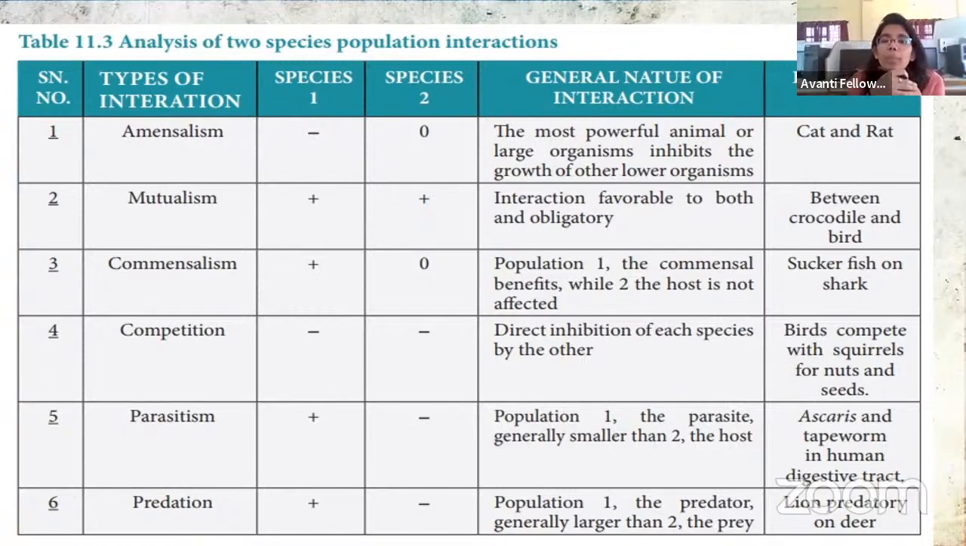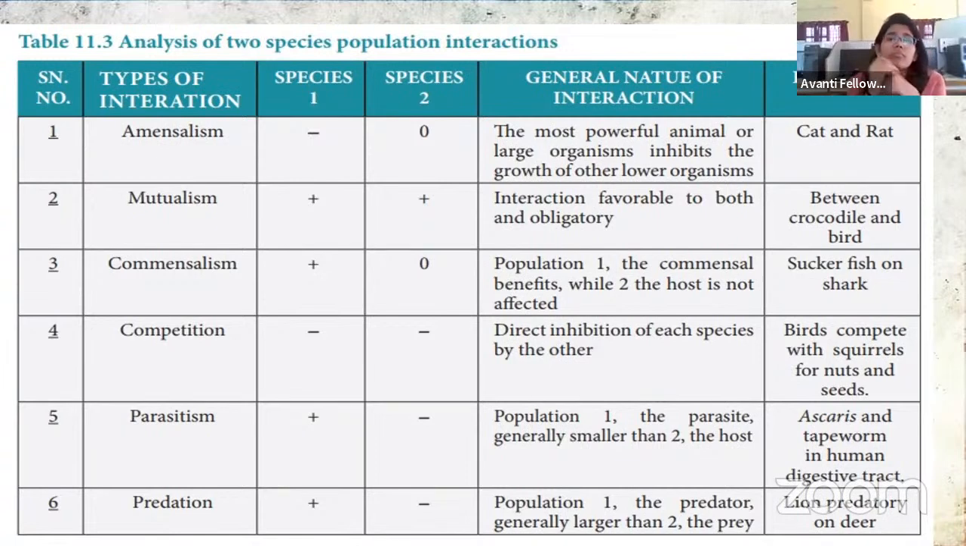Now what is going to happen? All the other small fishes, by taking the excretion of this fish, they will die, which means one species is getting harm. The larger fish is neither getting harm nor benefit. So this is called amensalism.